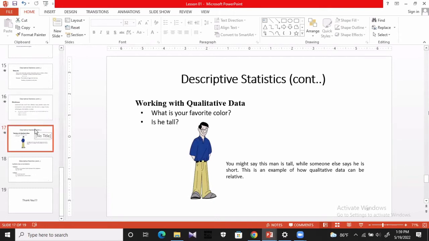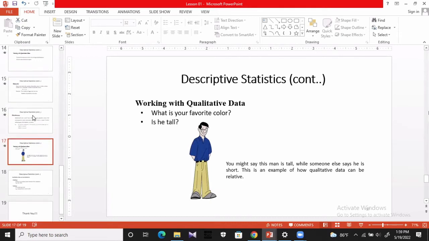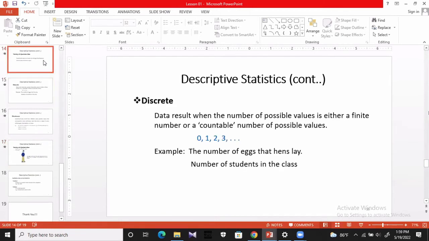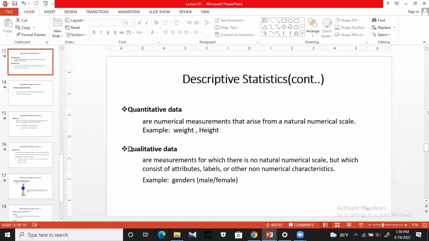What do you think about qualitative data? Can we represent our qualitative data using numerical values? What do you think? In the definition, qualitative data are measurements for which there is no natural numerical scale, but which consist of attributes like gender, eye color, skin color. Likewise, there is no natural numerical scale.